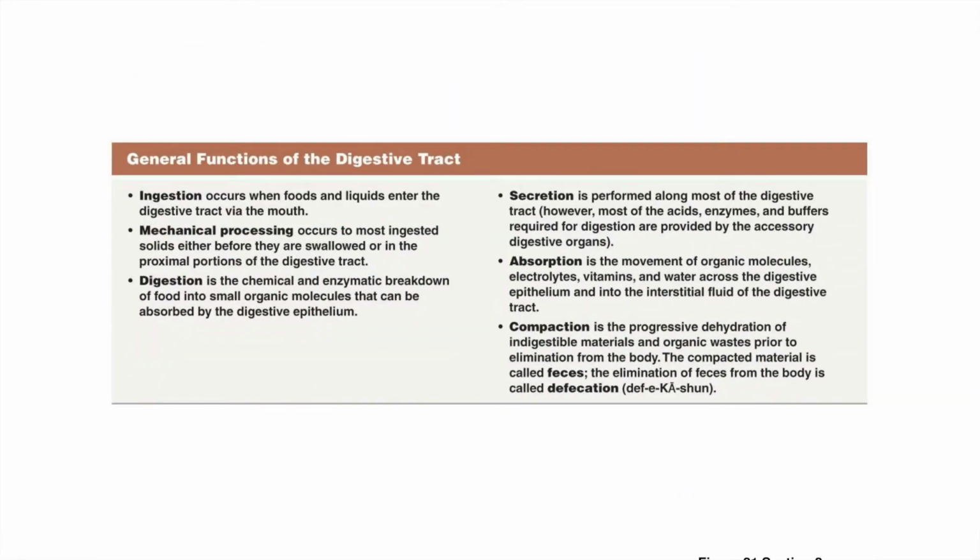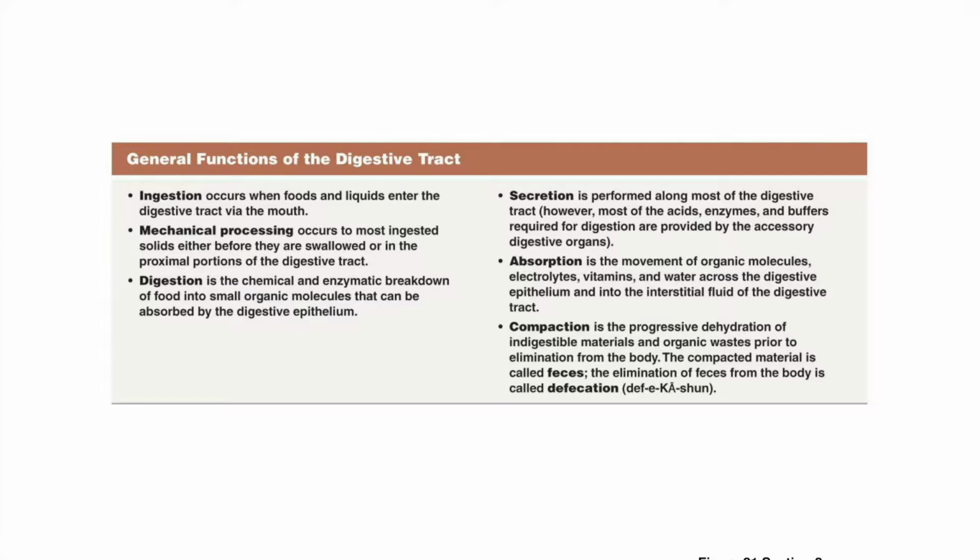And we're going to look at the general functions. So the first one is ingestion. This is just bringing food into your mouth. And then we have mechanical processing. This is breaking down food into smaller pieces. This happens mainly in the mouth with our teeth, or we do that even with a knife and fork if we're polite. That also happens some in our stomach and a little bit in the intestines.